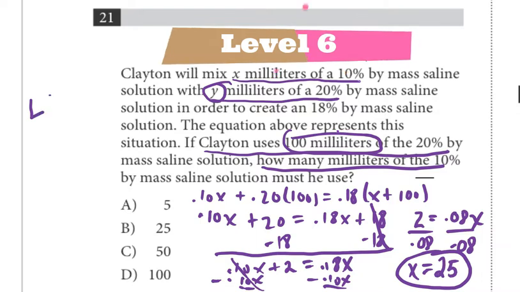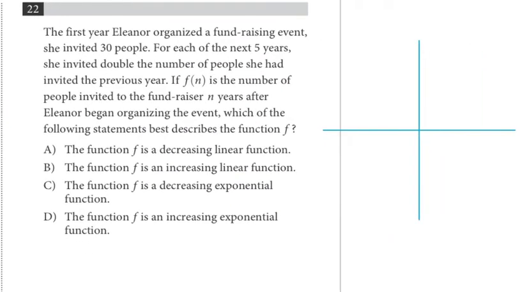Let's go to number 22. Number 22, the first year, Eleanor organized a fundraising event. She invited 30 people. For each of the next 5 years, she invited double the number of people she had invited the previous year. If f of n is the number of people invited to the fundraiser n years after Eleanor began organizing the event, which of the following statements best describes the function f?